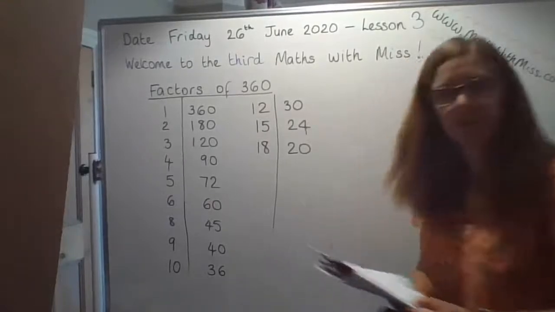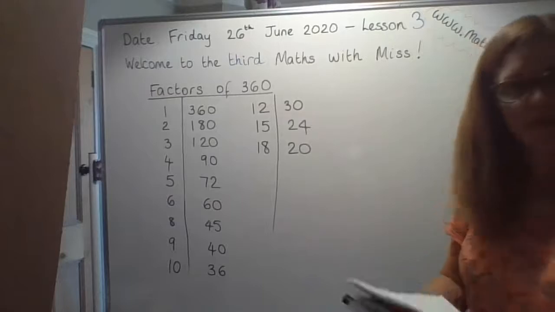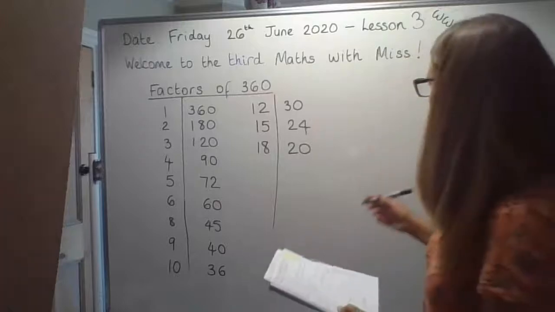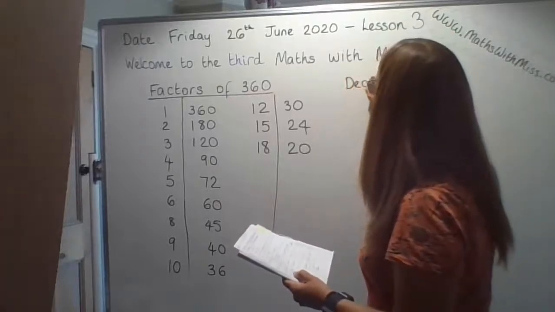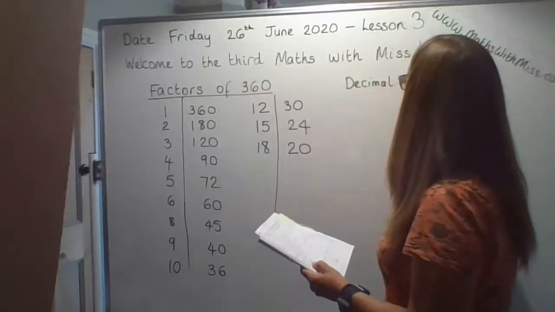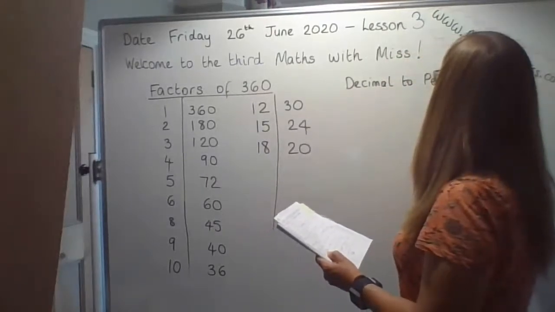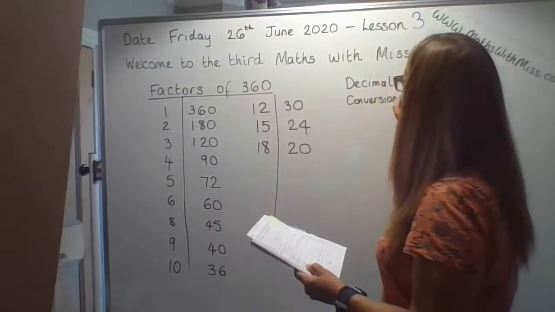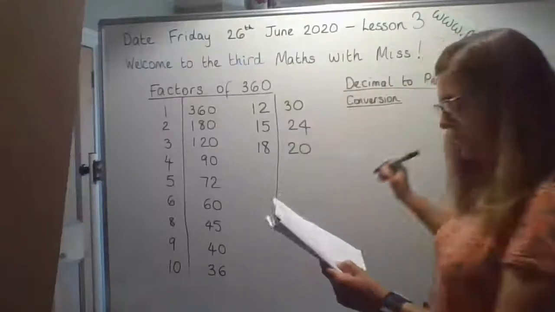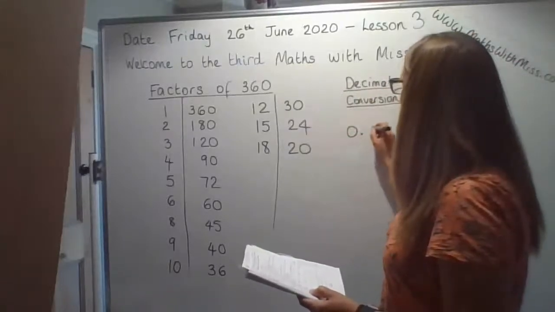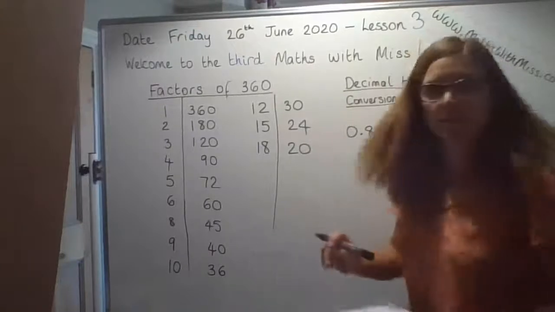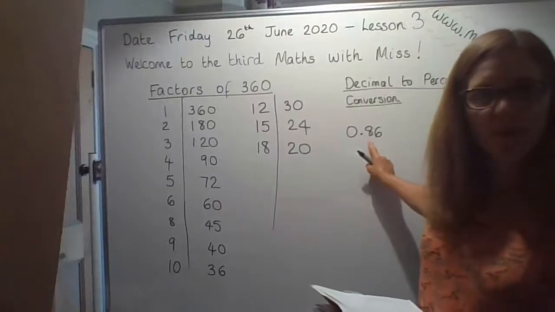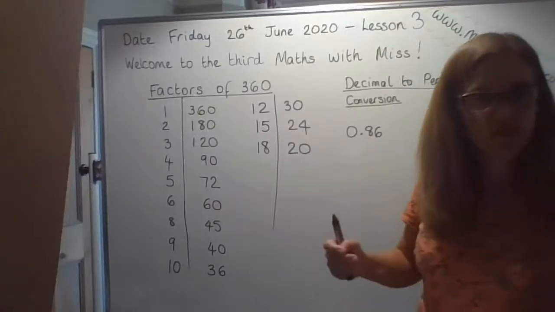We're going to look at that decimal to percentage conversion. You may remember we've done fraction to percentage. Now let's look at decimal. Decimal to percentage conversion. So we started with the number 0.86. We have got 8 in the tenths column, and we have got 6 in the hundredths column.